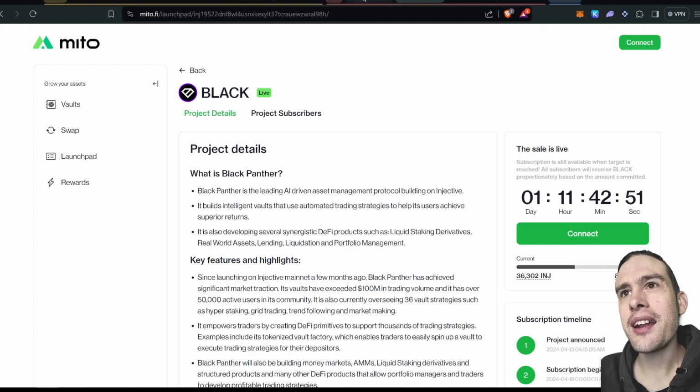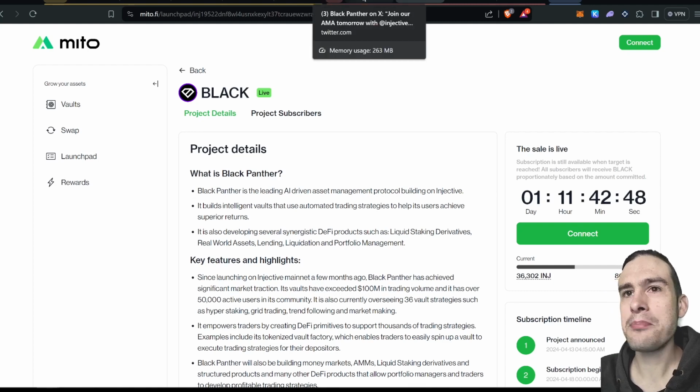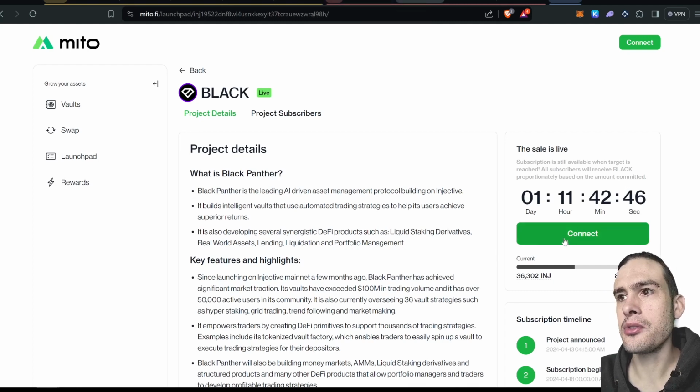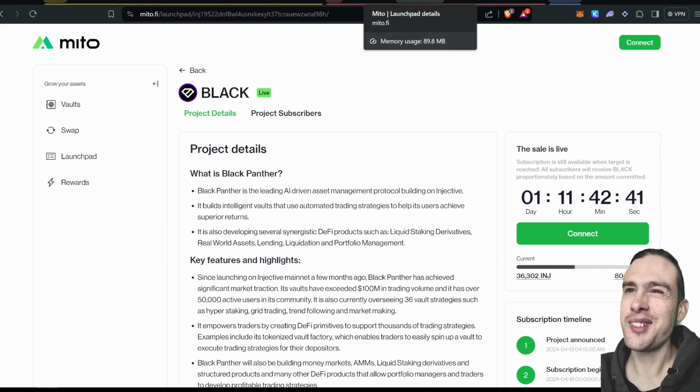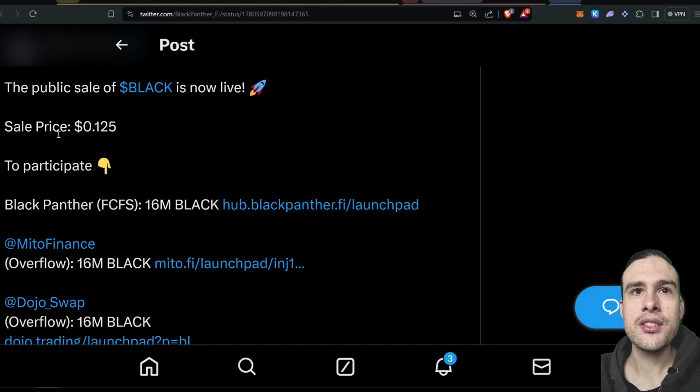I'll probably do the latter, maybe sell a little bit at the start, but my allocation is not big enough to really warrant doing that. So I'll probably just hold on to it and use the debt to farm points. So it says here the sale price is 0.125. Yeah, there you go. But it says the current price is, so that's the sale price if it meets its target, I think. But currently it's 0.005 because it hasn't met the target yet.